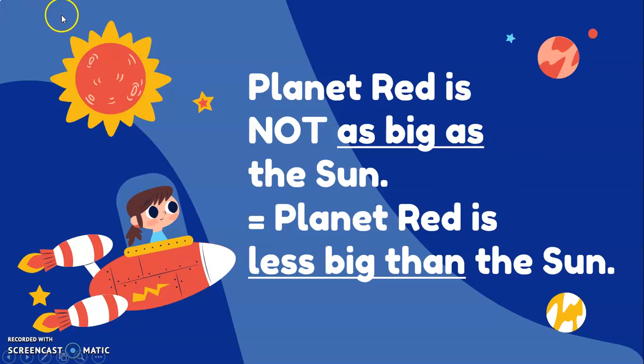However, if they are not the same, this is the last sentence structure I would like to introduce today. So let's compare the sun and planet red. So if you want to say that, no, they're not of the same size, you may also use the structure as, adjective, as. But here we add the word not. Planet red is not as big as the sun. Not as big as the sun. In other words, it is the same in meaning as planet red is less big than the sun. Less big than the sun. Okay, we are doing a negative comparison here. In Chinese, not as big as the sun.